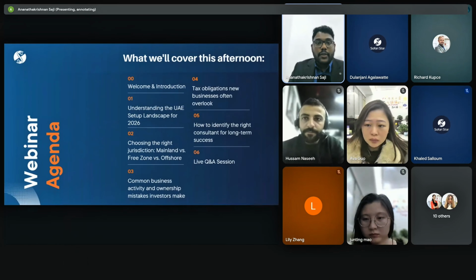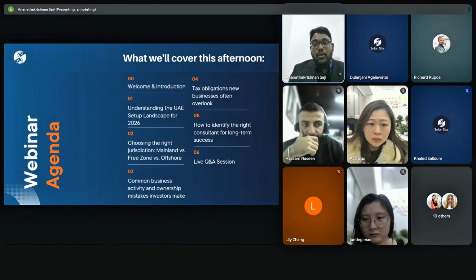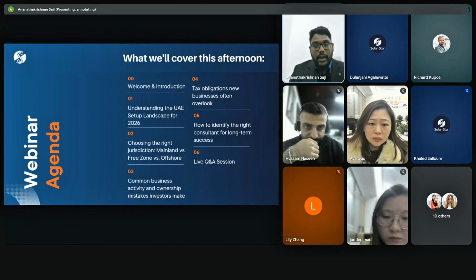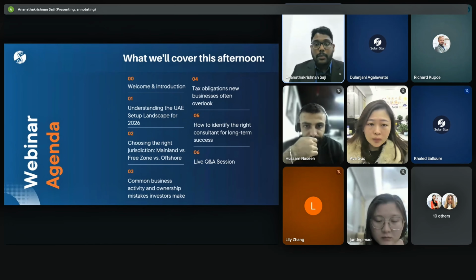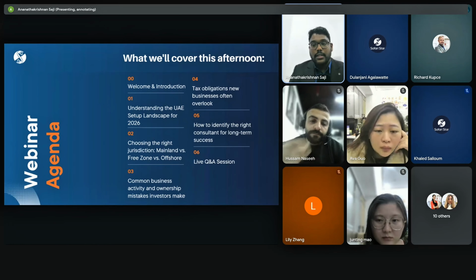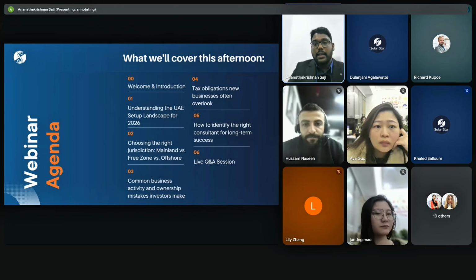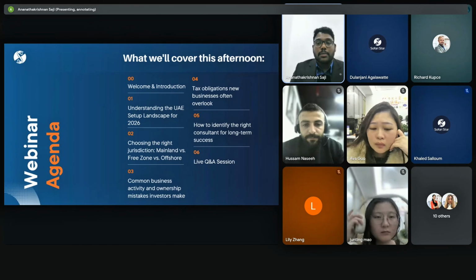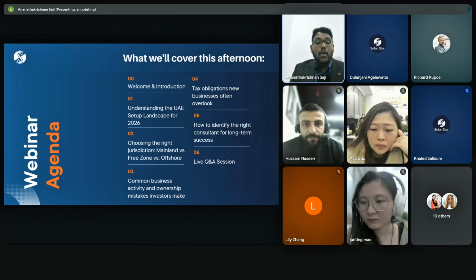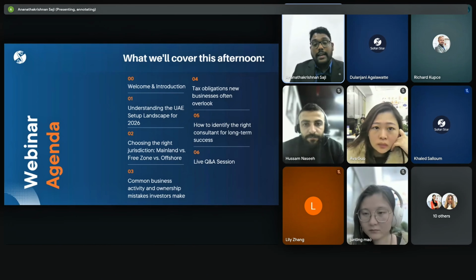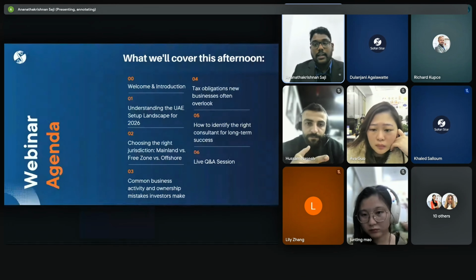This afternoon, we'll be covering 5 agendas. One is understanding the UAE setup landscape for the year 2026 and choosing the right jurisdiction. As we all know, there are 3 jurisdictions in UAE. The third one will be the common business activities and ownership mistakes an investor can make, and also understanding the tax obligations for a business, and identifying the right consultant, how to find the right consultant for you as a client.